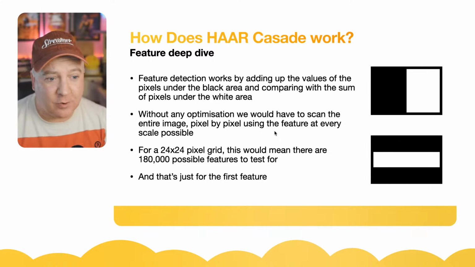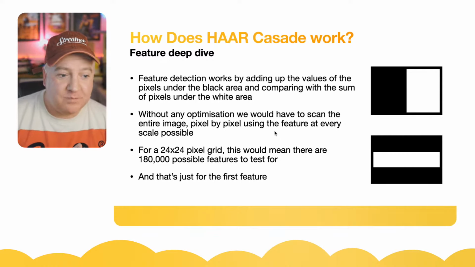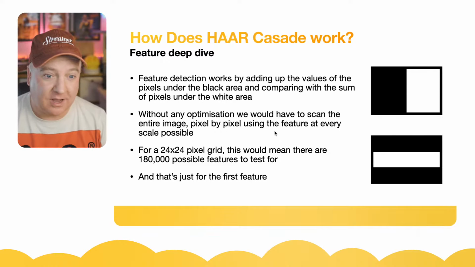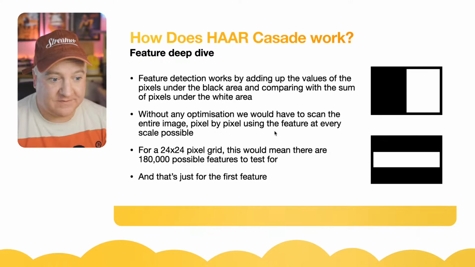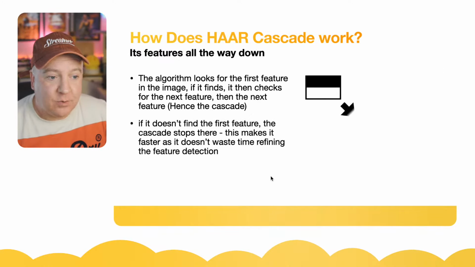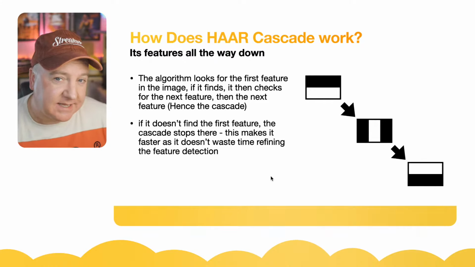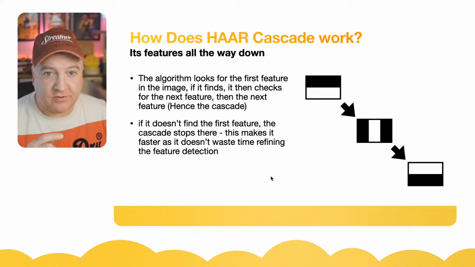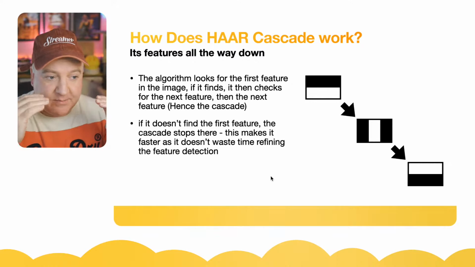So for a 24 by 24 pixel grid, that would mean there are 180,000 possible features to test for, and that's basically just testing for one of these features, and we could be testing for quite a few that make up a face, for example. So the word cascade is to do with how it detects features. So it will look at the first feature. So say it's trying to find eyebrows in an image.